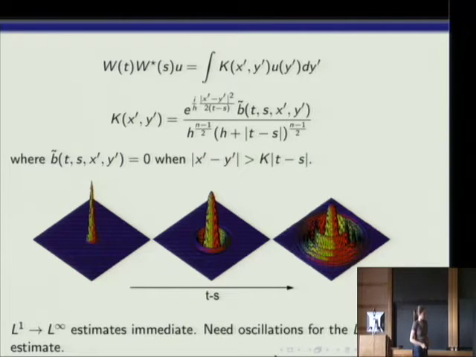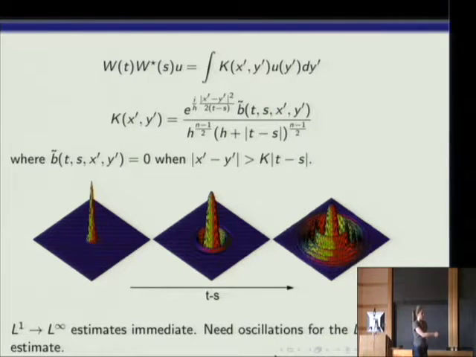So this is just a description of what the kernel would look like as you increase t minus s. For t minus s of size h or smaller, you've only got space for one oscillation. So you get something that's very high L infinity norm, but you don't see any oscillation yet. As you increase t minus s out, you start to get some oscillation. So you see one oscillation there, and as t minus s gets bigger, you get more and more oscillation before the cutoff function makes the kernel 0. So we've got the L1 to L infinity estimates. And what we need to do for the L2 to L2 estimates is use the oscillations.